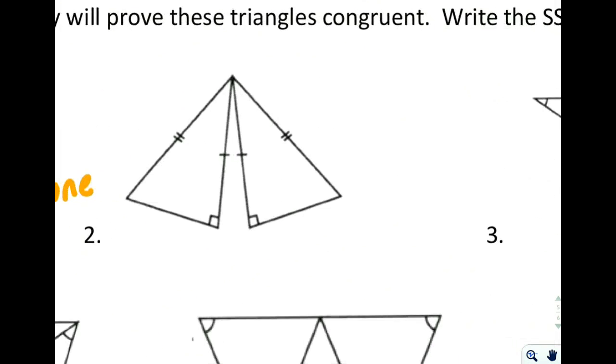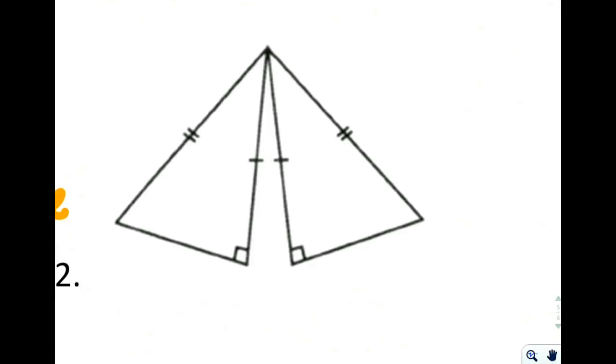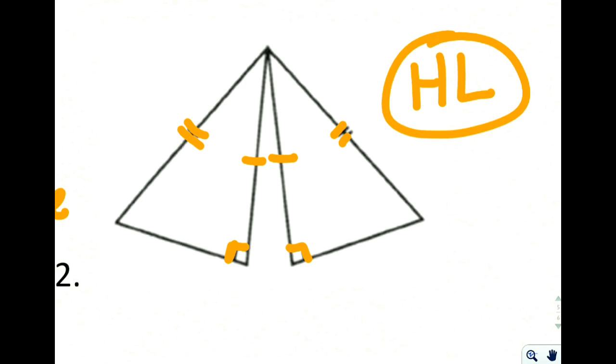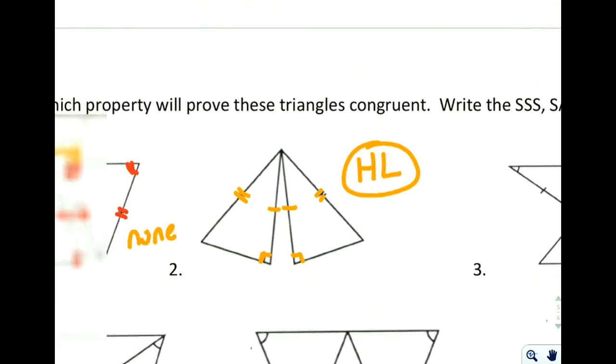Next one, it looks like we have right angles down here. So right angle followed by side, followed by side. We have right angle, one tick, two tick, right angle, one tick, two tick in a row. That would be side, side, angle. We know we can't use that, but when it's a right angle, we can call that hypotenuse leg, HL, congruent. So this would be congruent by HL.